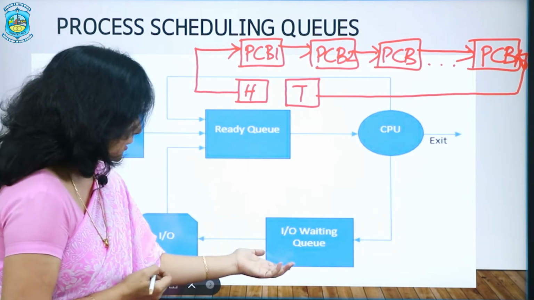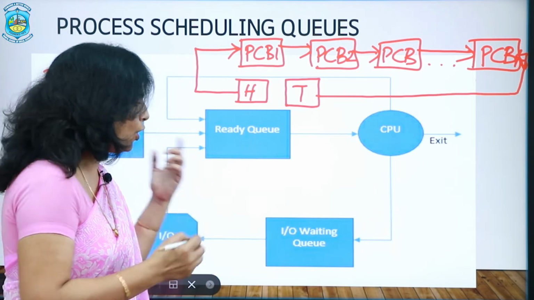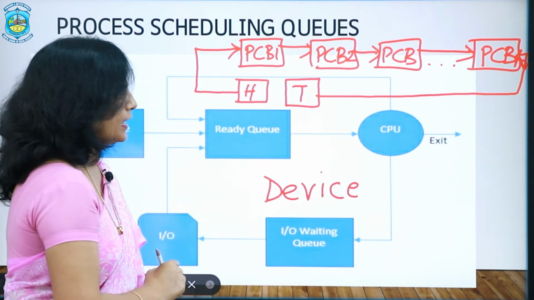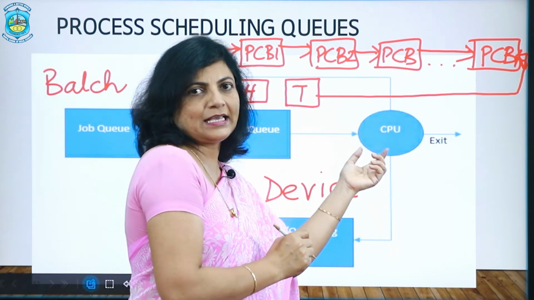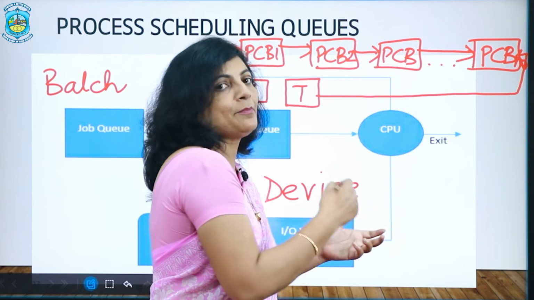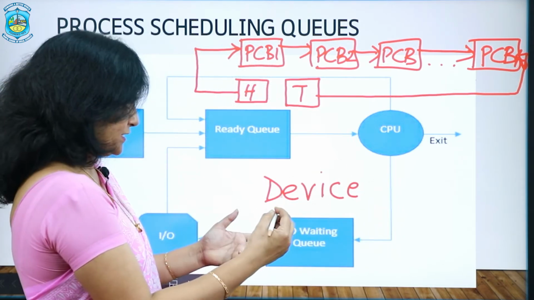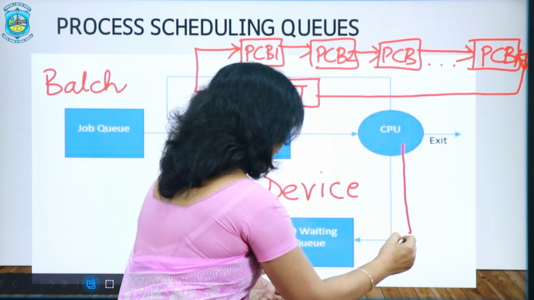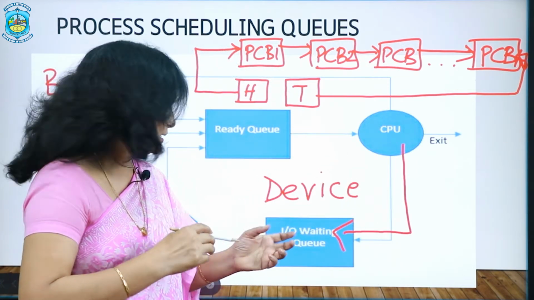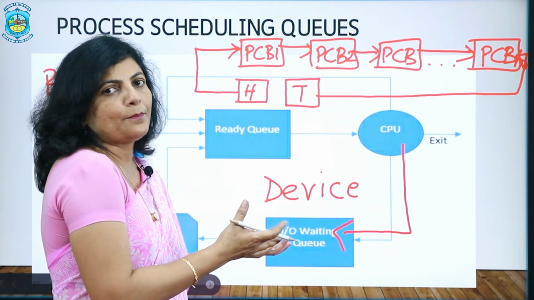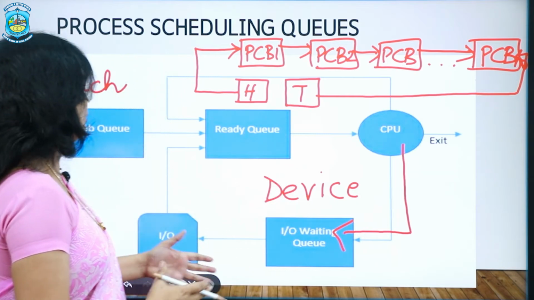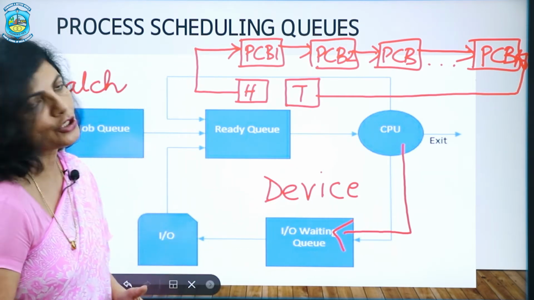Coming to the third queue, that is called the I/O waiting queue, or it is also known as the device queue. When a process is getting executed and it requires some I/O operation, such a process is taken away from the CPU and brought into the I/O waiting queue, and these processes are then put back into the secondary memory. So that was about the process scheduling queues.